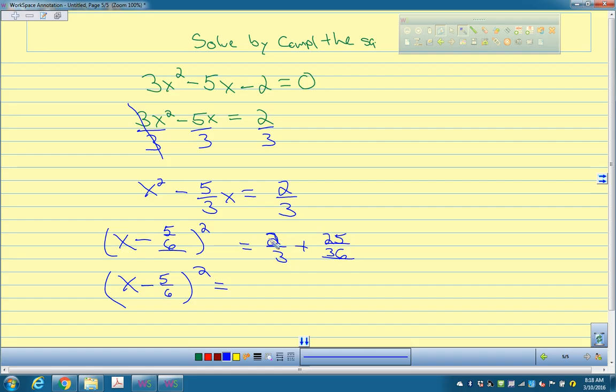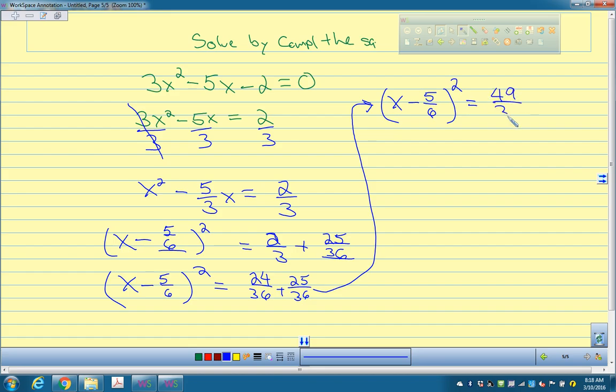36ths, right? So how many 36ths is this? 24/36. You multiply the top and the bottom by 12. So you get 24/36 plus 25/36. I'm never going to be able to do this. Those TI-30Xs do simplify fractions for you. You get (x minus 5/6) squared equals 49. Oh, look, it's nice.